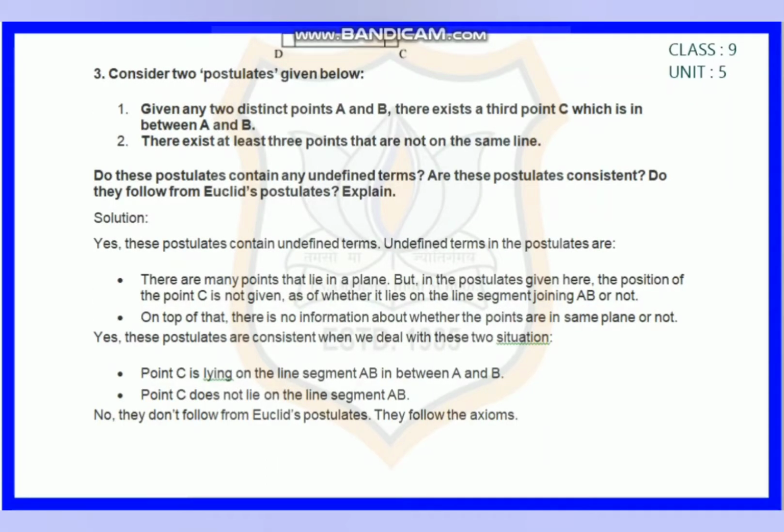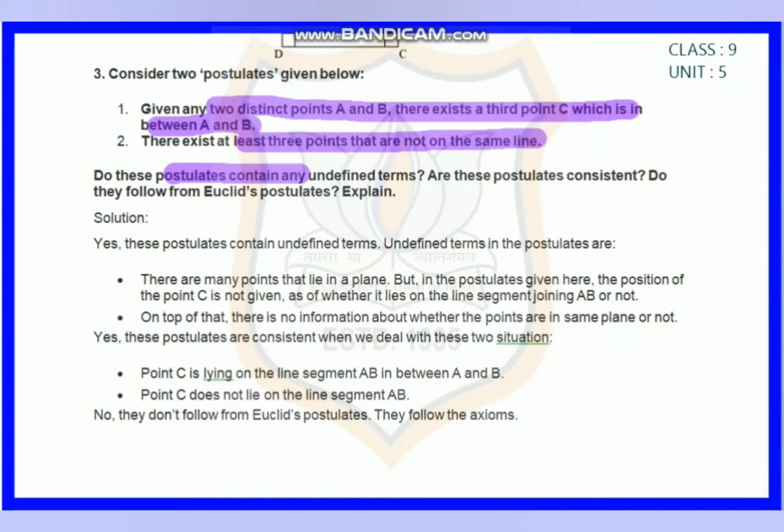Next question. Consider the two postulates given below. First, given two distinct points A and B, there exists a third point C which is in between A and B. Second, there exist at least 3 points which are not on the same line. Do these postulates contain undefined terms? Are these postulates consistent? Do they follow Euclid's postulates? Explain.